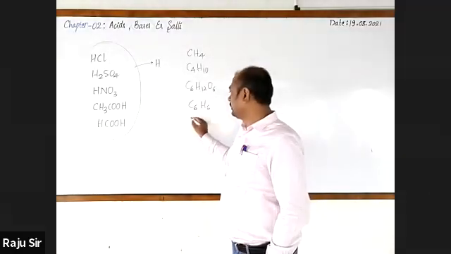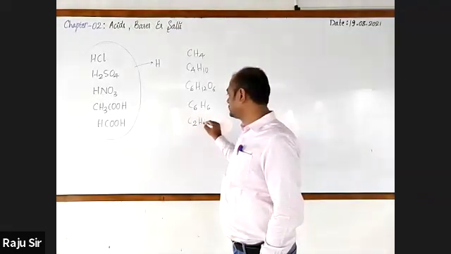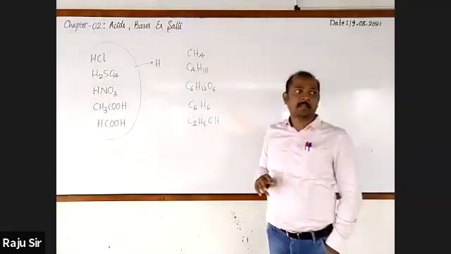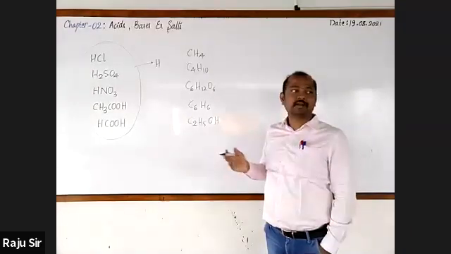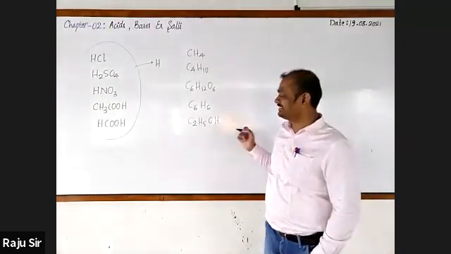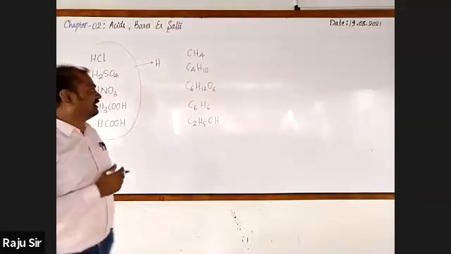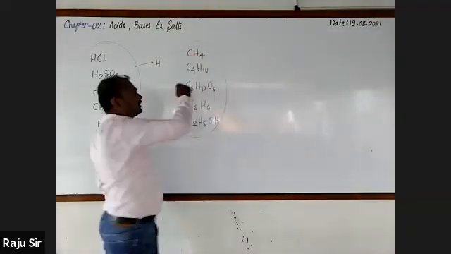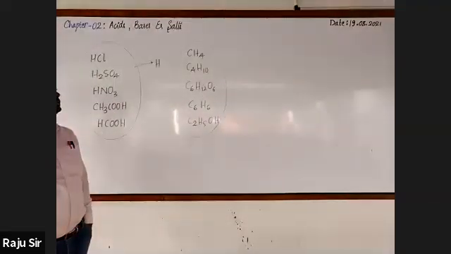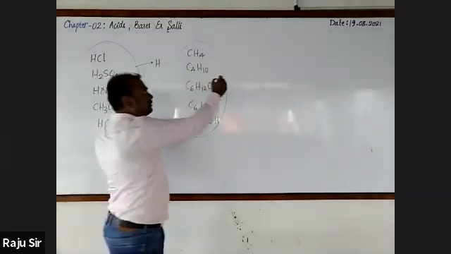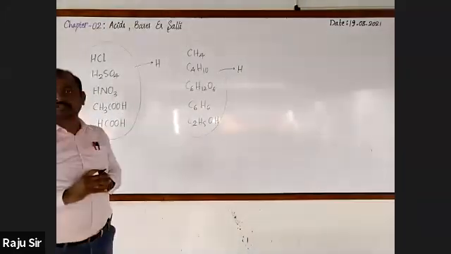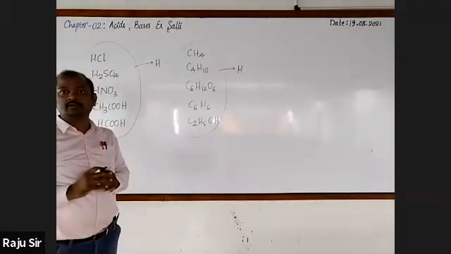Then one more compound, C2H5OH. The compound used by the drunkards. Very good, it is alcohol. Okay, then what is the common observation that you can make in all these? Carbon is there. Hydrogen is there.